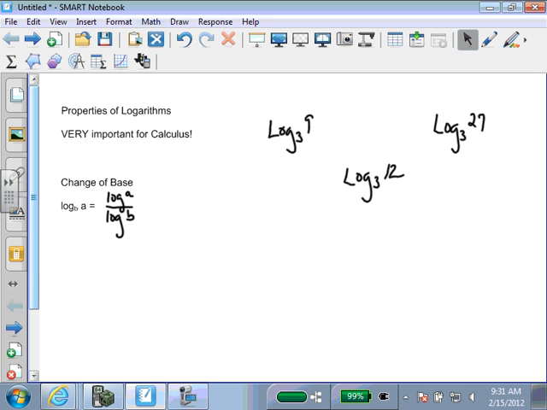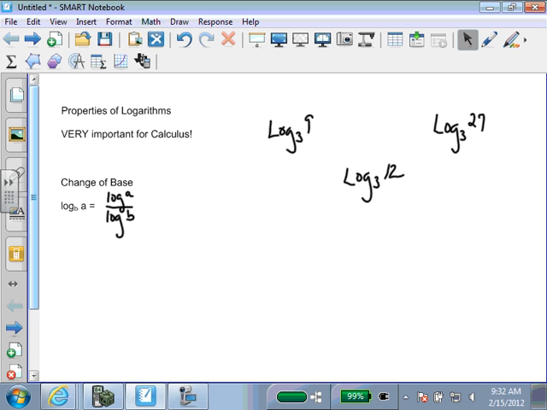Today we're going to talk about the properties of logarithms, and these properties are very important for calculus. There are 4 of them that we're going to discuss today. The first is called change of base, and it says that log base b of a is equivalent to log base 10 of a divided by log base 10 of b.